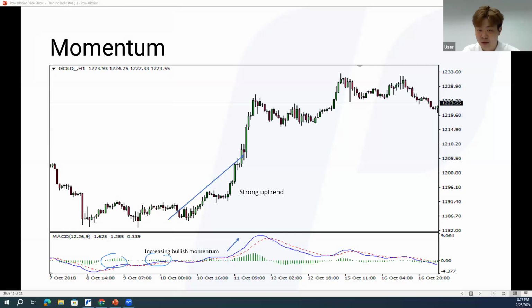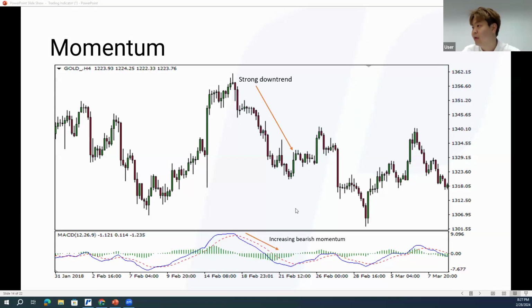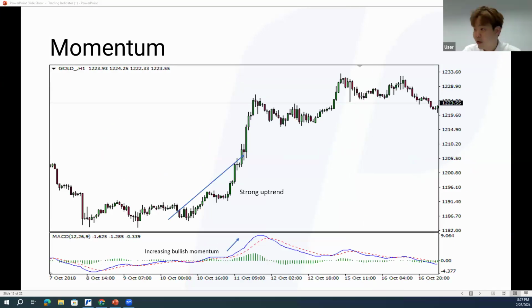When you look at the histogram, let me show you a clear example. The histogram means the green color histogram here. You can see that if the histogram becomes higher and higher, because here it is very low, then becomes higher, then higher again, it means that this is a very good increasing momentum, and then there is a very strong upward trend. But if the MACD becomes lower and lower, it means that the bearish trend should start, and there should be bearish momentum.